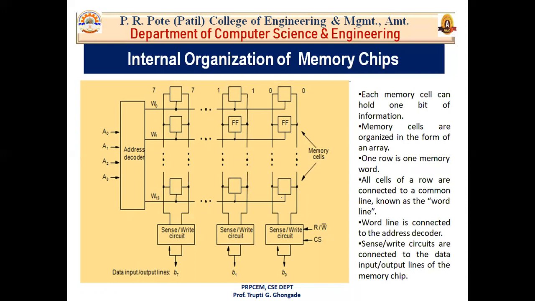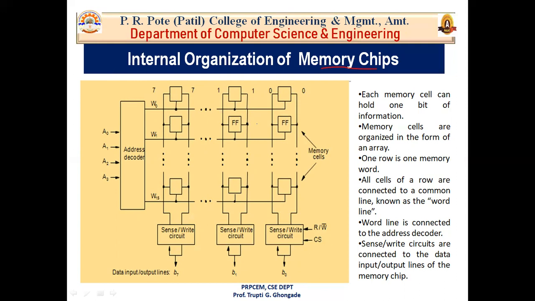In this figure, you can see the internal organization of bit cells, that is, the internal organization of a memory chip. This whole figure constitutes a single memory chip, and that memory chip contains a number of bit cells. The memory cells are organized in the form of an array.